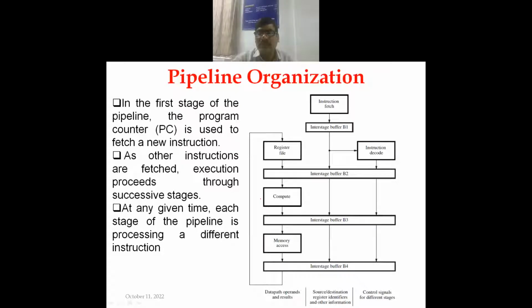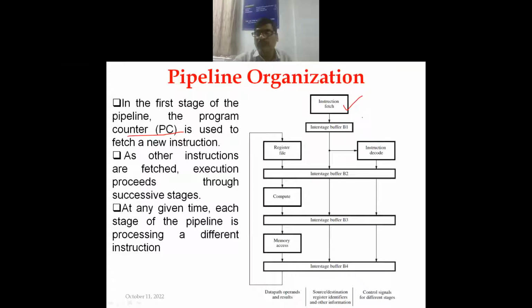As we are all familiar, instruction execution follows a five-stage architecture. In the first stage of the pipelining, the program counter is used to fetch a new instruction. That is what we have seen, the instruction fetch cycle. As other instructions are fetched, the execution proceeds through successive stages. At any given time, each stage of the pipeline is processing a different instruction. So here, this is a five-stage pipeline organization.